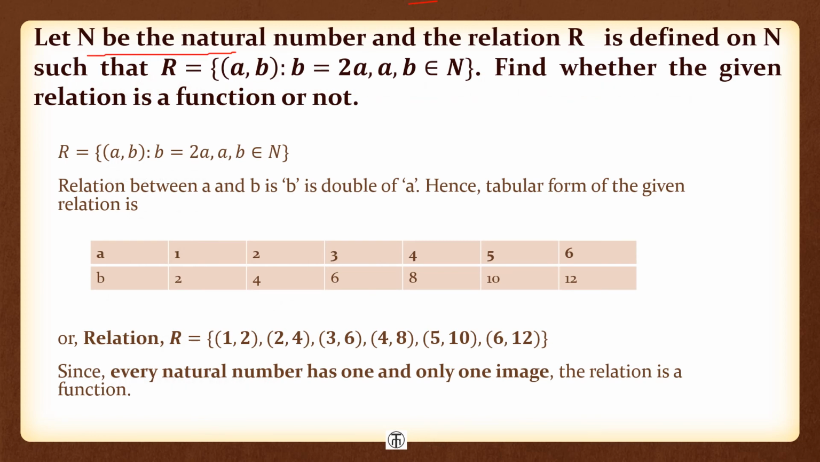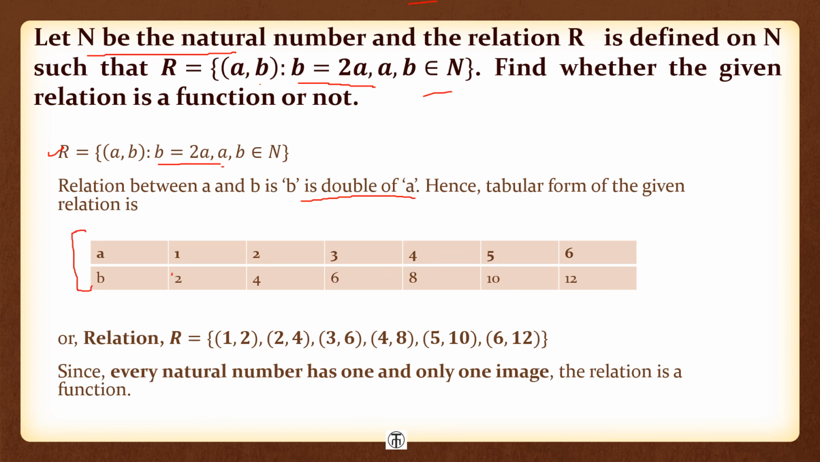Let N be the set of natural numbers and the relation R is defined on N such that R equals (A, B) such that B equals twice of A, and A, B belong to natural numbers. In order to see whether the given relation R is a function or not, we have to proceed with the given relation. B equals twice of A is nothing but B is double of A. When B is double, we can formulate the table like this.